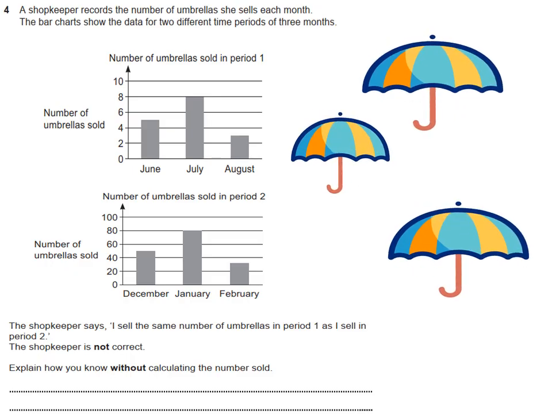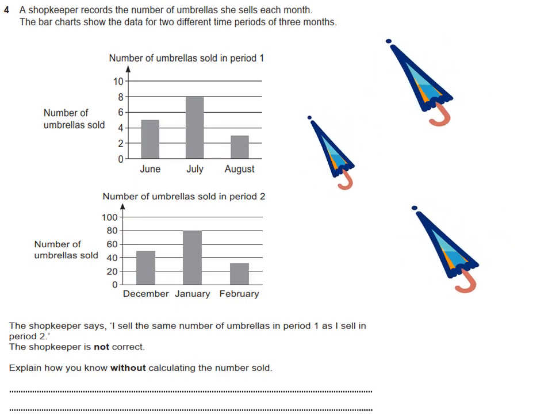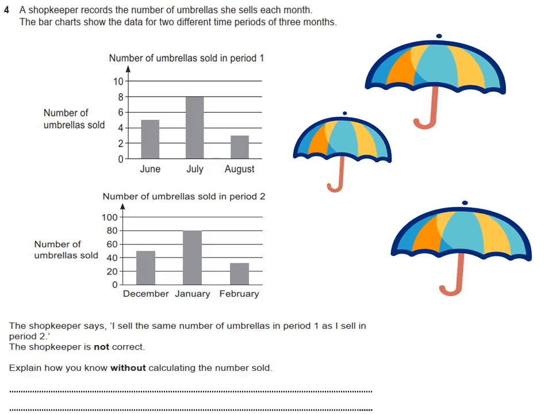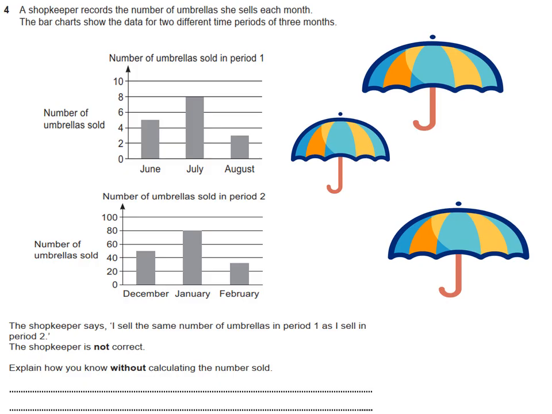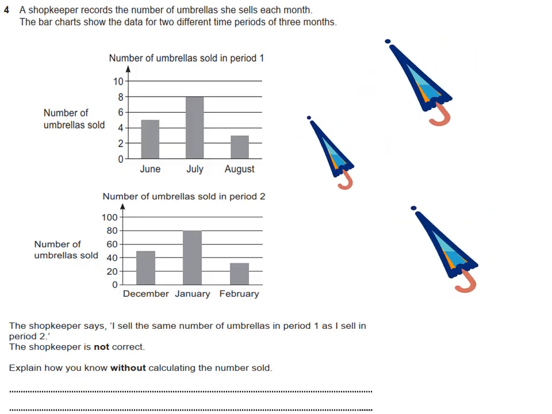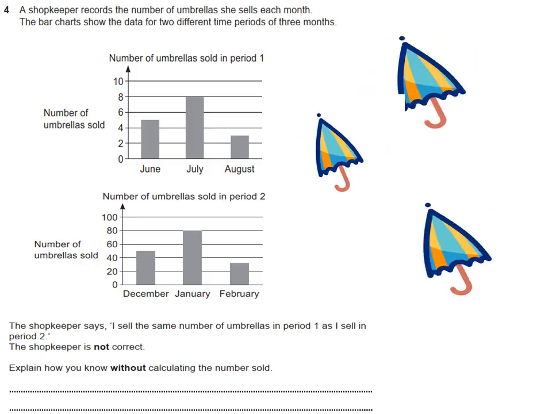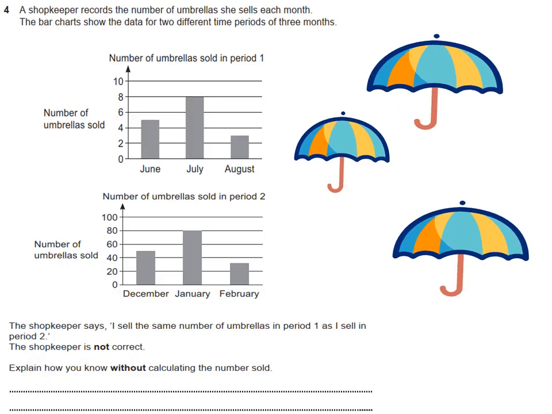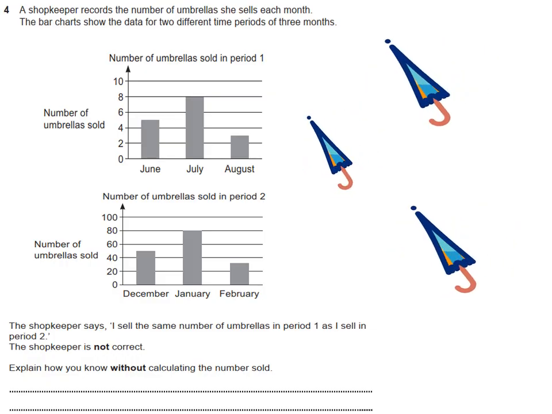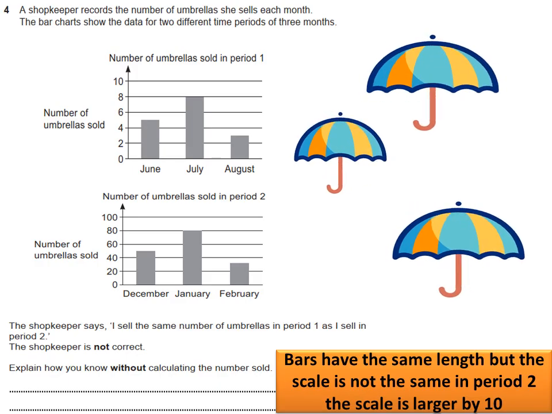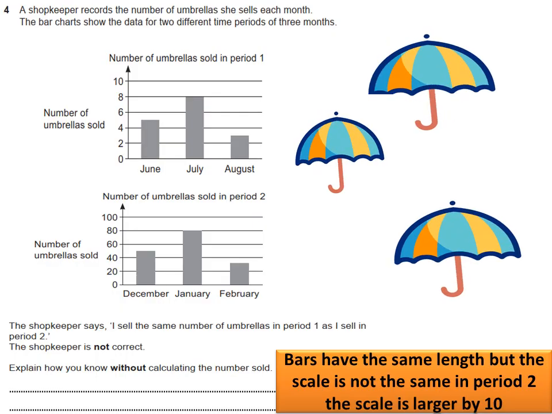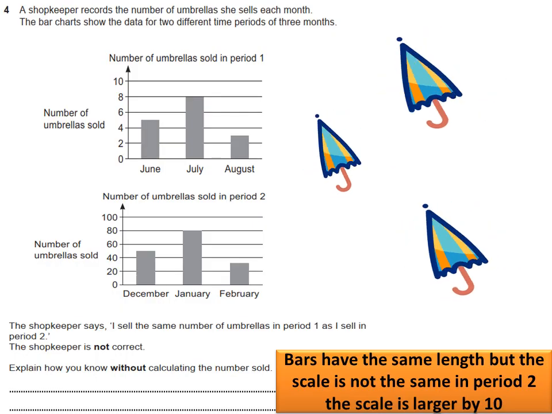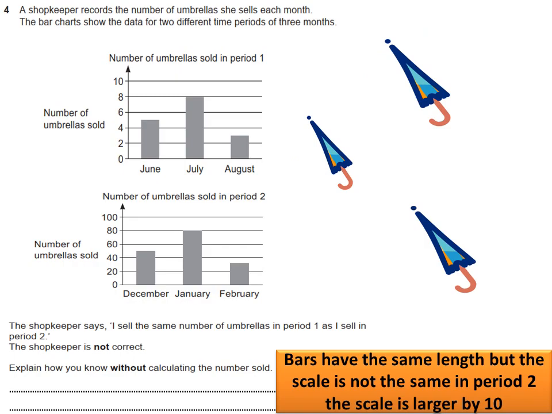In any graph, I should look at the scale and the numbers up. It's written June, July, August, and the scale 0, 2, 4, 6, 8, 10. In period 2, we have December, January, February, and the scale is 0, 20, 40, 60, 80, 100. Maybe the bars are the same, but the scale is not the same because it's different. It's larger by 10. So here we found out that there's a difference between up and down without calculating the real number.